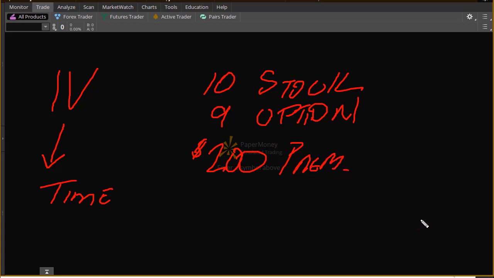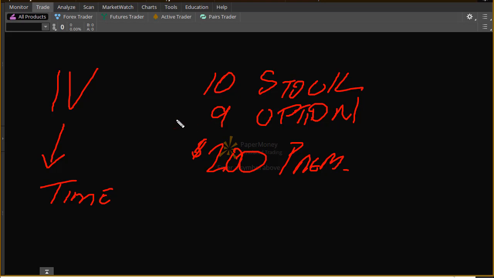$2 for that option. What is your intrinsic value? What is your extrinsic value? 1 and 1, right? So you have an intrinsic value of 1. And to understand that, and this helped me a lot when I was trying to figure this out, your intrinsic value is how much the stock is in the money.